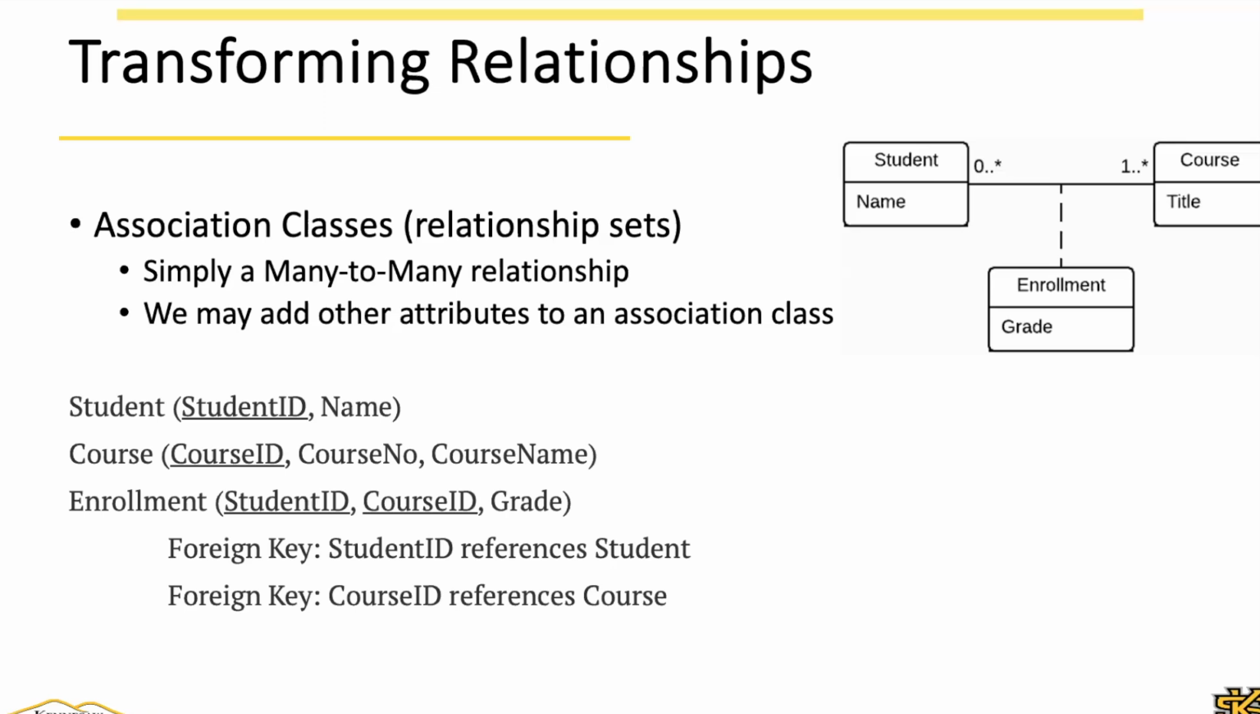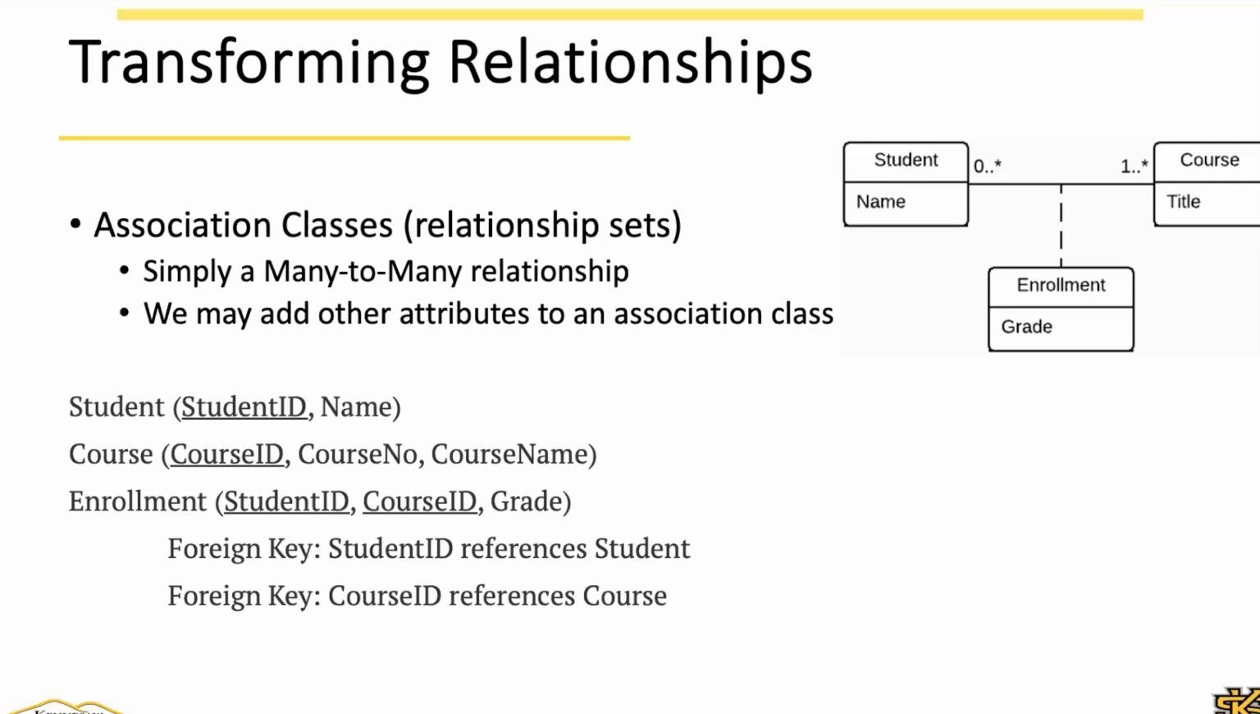The enrollment table will have unique rows for each student-course combination. Additionally, we may have an extra attribute such as grade, which tracks the grade a student has received in each course. So in this example, the enrollment table is not just for resolving the many-to-many relationship, but also to store specific information like the grade related to the relationship.